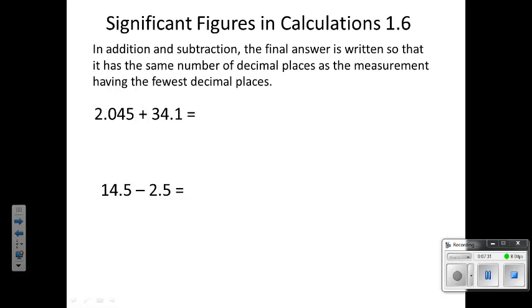Addition and subtraction is somewhat different than multiplication and division. In addition and subtraction, the final answer is written so that it has the same number of decimal places as the measurement having the fewest decimal places. So now we're looking at not the total number of significant figures, but the decimal places.